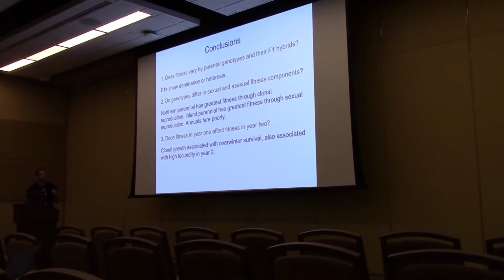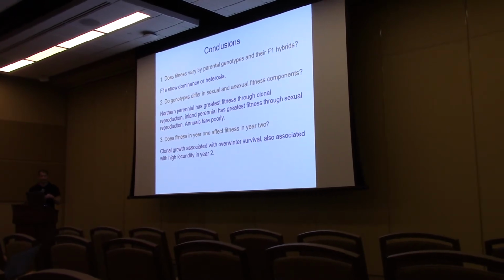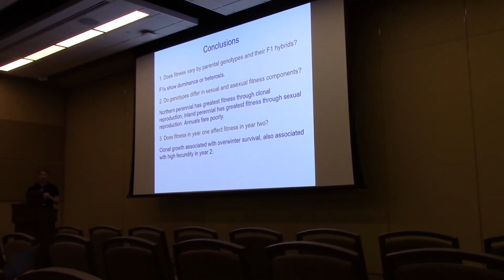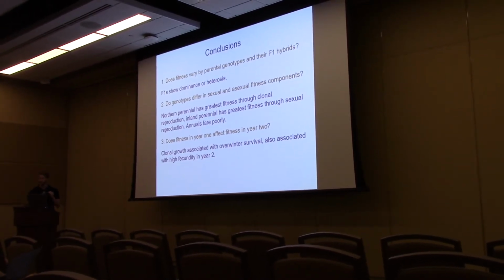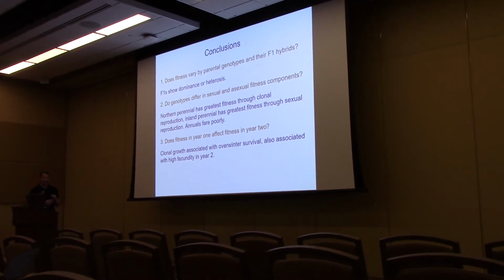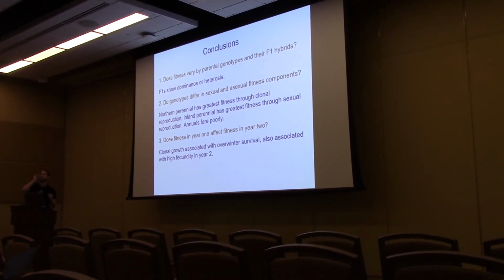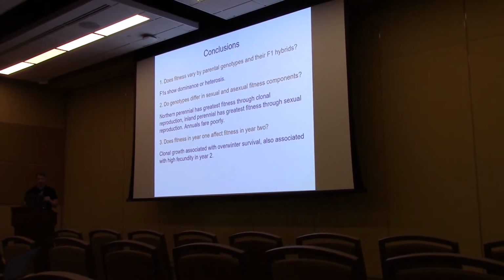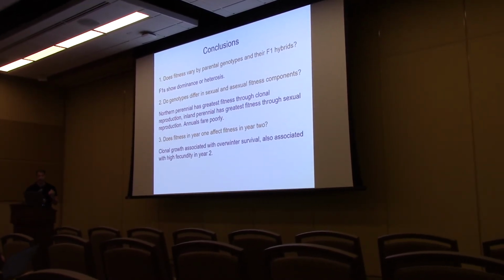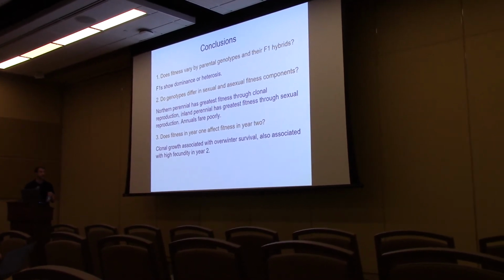And I should point out that despite the fact that our field site was in a very perennial-like habitat, extremely wet, the genetic basis to seed production in the annual was not plastic enough to take advantage of that higher water environment. And lastly, we see that clonal growth is associated with overwinter survival, and it's also associated with higher fitness in year 2.